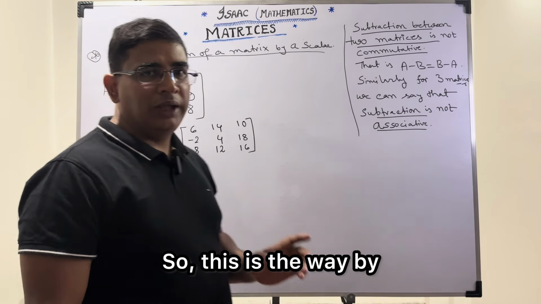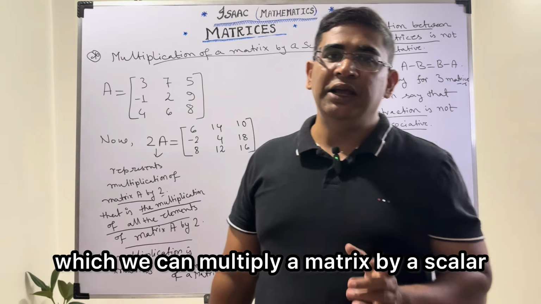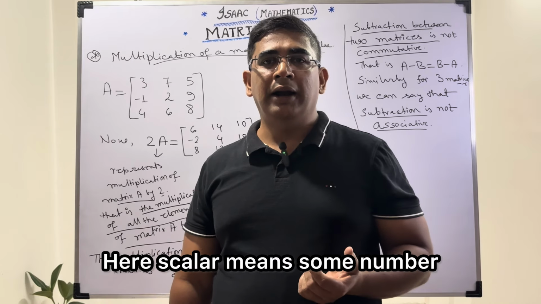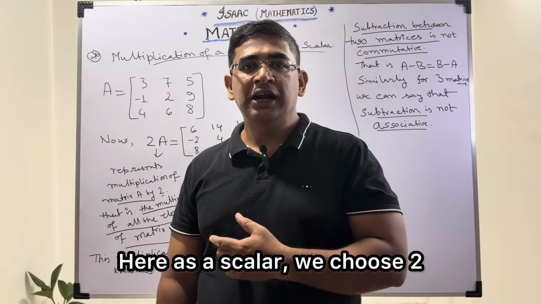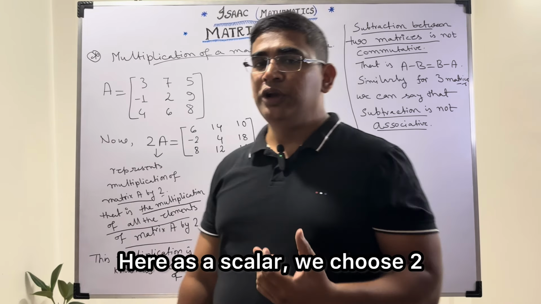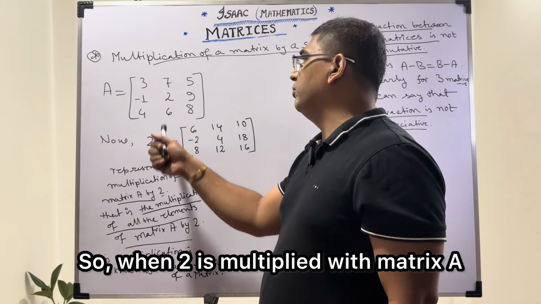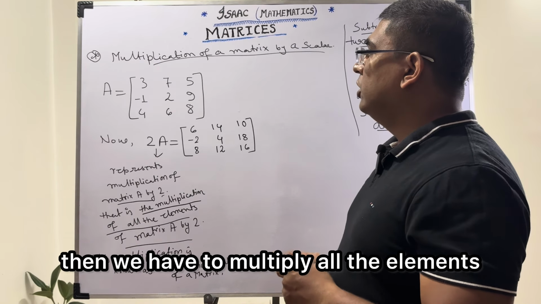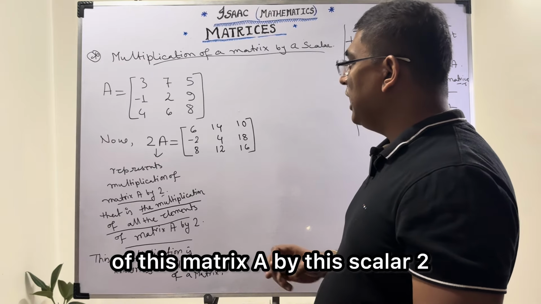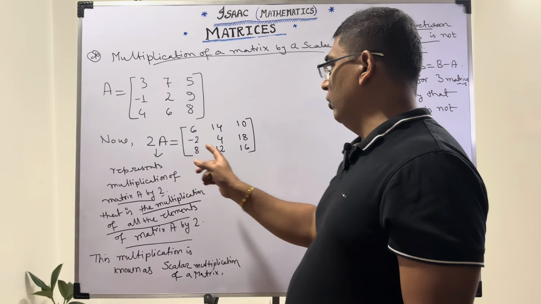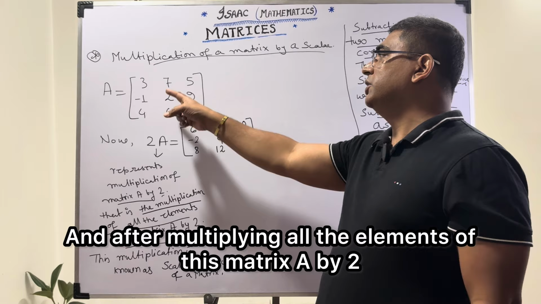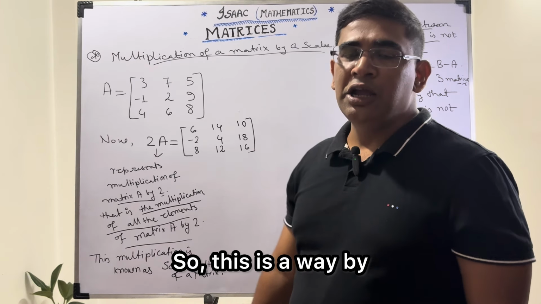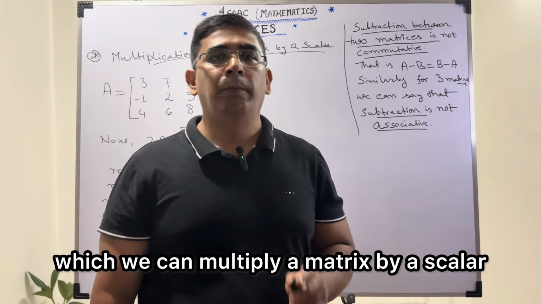So this is the way by which we can multiply a matrix by a scalar. Here scalar means some number or algebraic expression. Here as a scalar we choose 2. So when 2 is multiplied with matrix A, we have to multiply all the elements of this matrix A by this scalar 2. Okay, and after multiplying all the elements of matrix A by 2, we have this. So this is a way by which we can multiply a matrix by a scalar.